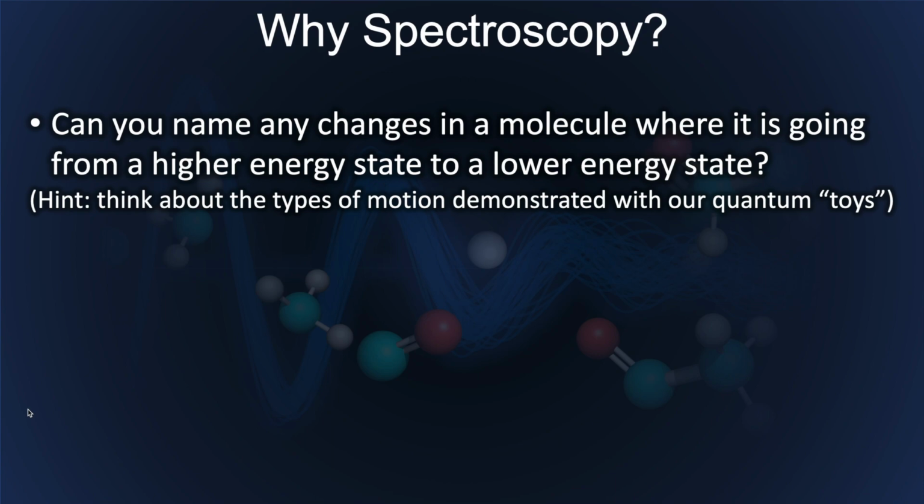Now I'd like you to take a moment and think about the different changes in a molecule, actions a molecule can do, where it goes from a higher energy state to a lower energy state. Your hint here is to think about the types of motion that were demonstrated with our quantum mechanical toy problems, such as the harmonic oscillator, the rigid rotor, things like this.